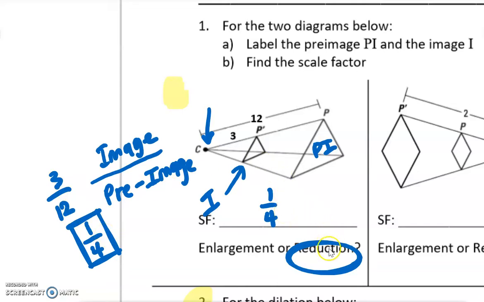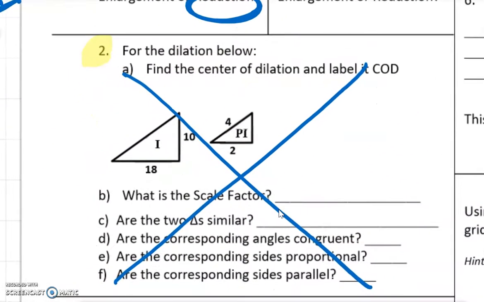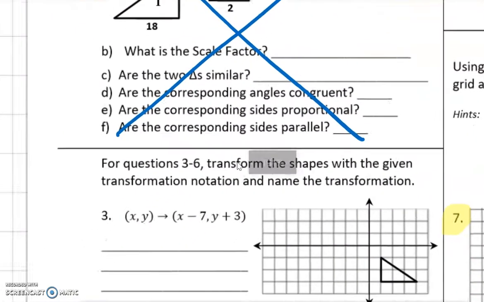This is a reduction. We can clearly see that because the pre-image is larger and it became a smaller figure, right? And plus, the scale factor is greater than 0 and less than 1. Number 2, I want you guys to completely skip number 2. So completely skip that one, and I wrote that in the Canvas assignment as well.